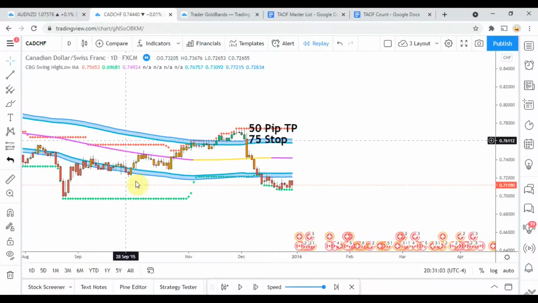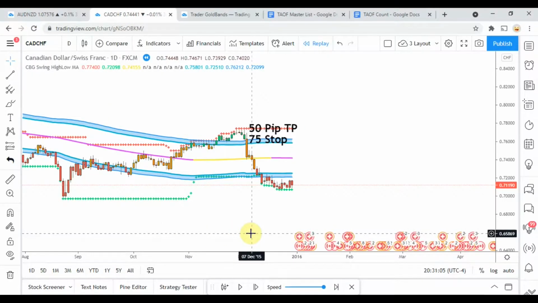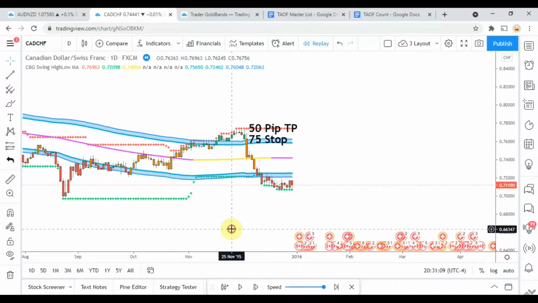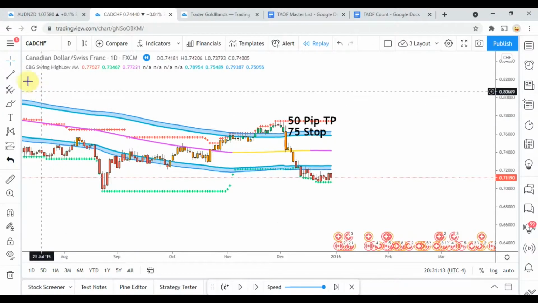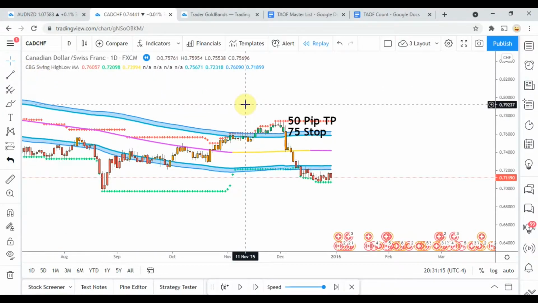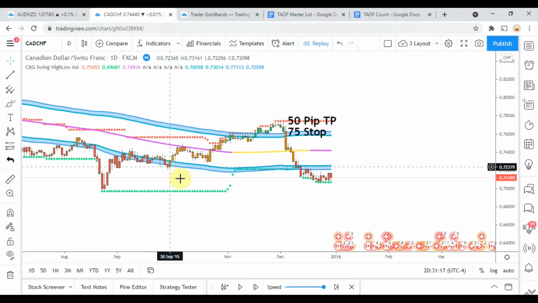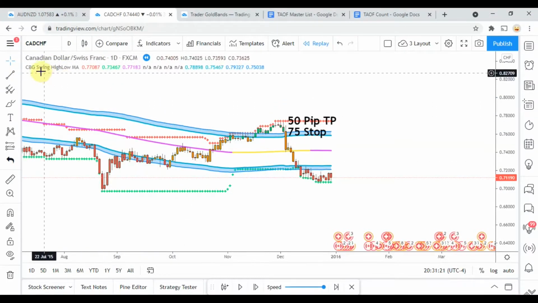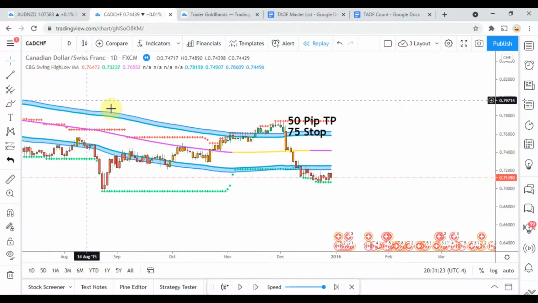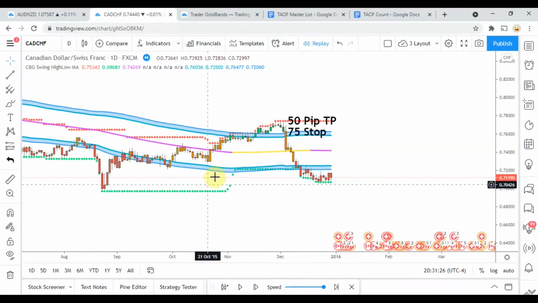Okay, so today's indicator is the CBG Swing High-Low MA. You can see it here on screen. Previously we have actually tested one that was called the CBG. I think maybe it had more to it than that. But anyways, this is another version of the CBG. It is its Swing High-Low MA.